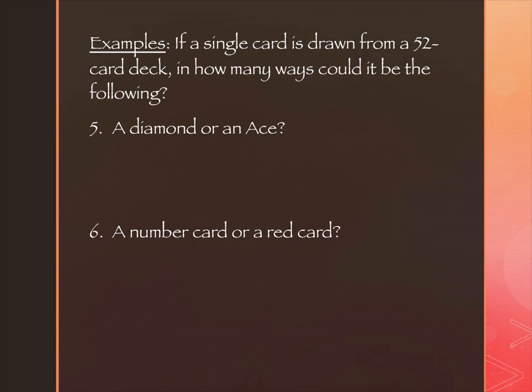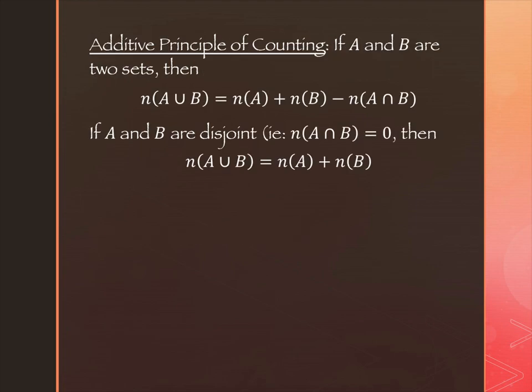Now, within the deck of cards, there's some things that overlap, and there's some things that don't. For example, a card cannot be both black and red, correct? But a card can be a diamond and an ace, right? So sometimes they're overlapping. That's that first equation. There is something in the intersection. There's a way to have both things happen at the same time.